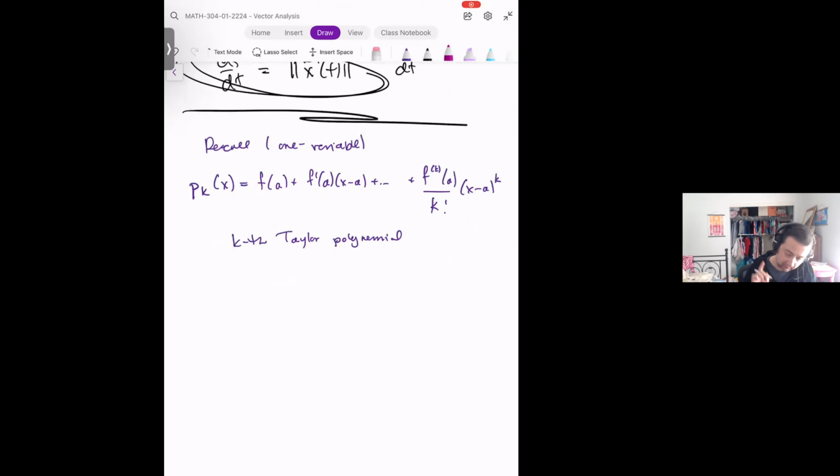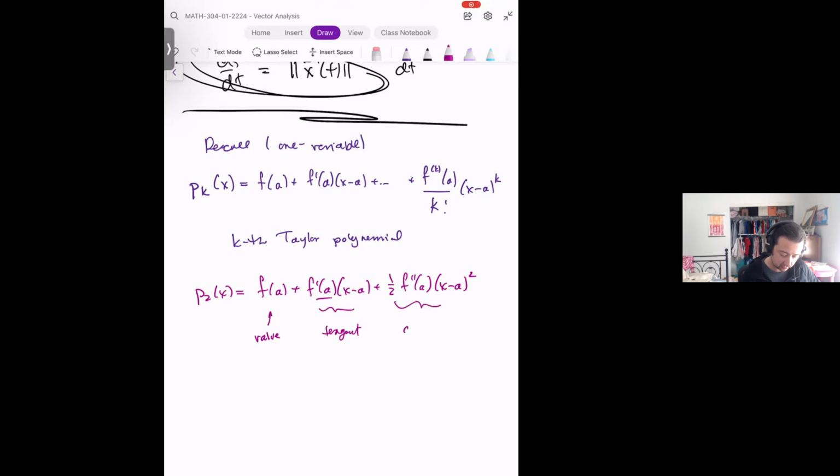And in particular, I want you to pay attention to this one. P2 of x is equal to f of a plus f prime of a times (x minus a) plus 1/2 of f double prime of a times (x minus a) squared. So the second Taylor polynomial involves second derivatives because that's where you pick up curvature. This gets you the function value. This gets you tangent. And this gets you curvature.